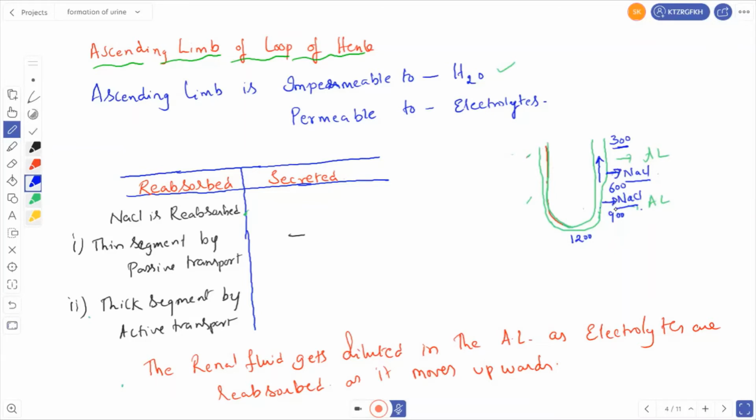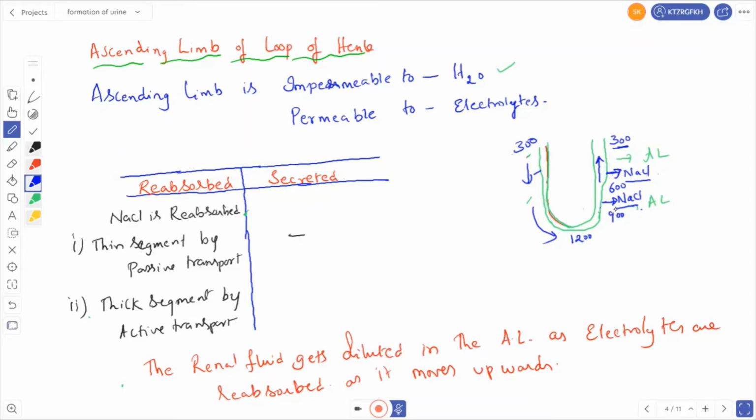Then what is present in the renal fluid? Water is present, salts are less. But in the descending limb, water is less, but salts are more. So from here, the osmolarity has increased from here to here. But when the renal fluid is moving up, what is happening? The salts are decreasing and water is present. So due to the presence of water, the renal fluid becomes more and more diluted as it moves upwards, right?